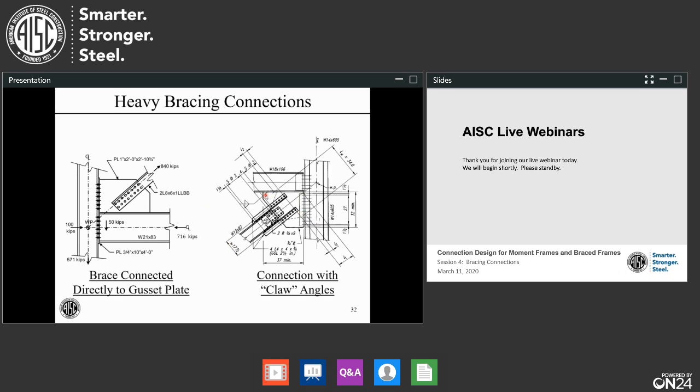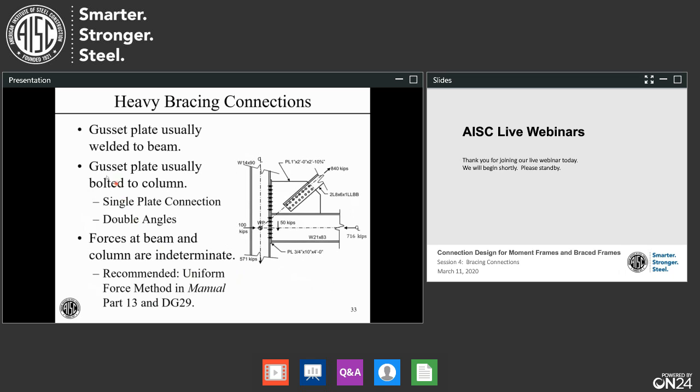Of course, we have connection to the beam, between the gusset plate and the beam and the gusset plate and the column. Beam to the column. It's easy to forget that guy, but it's a major player. A few comments first. The gusset plate is usually welded to the beam. It is shop welded there. It's usually bolted to the column.